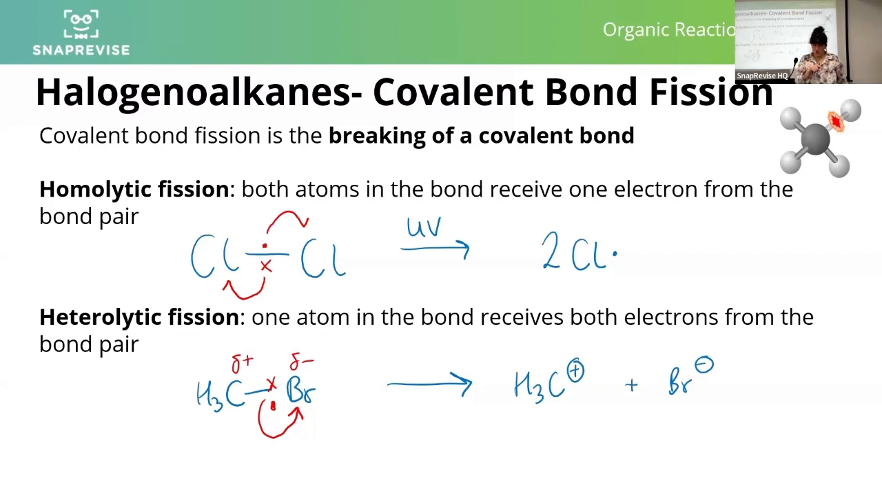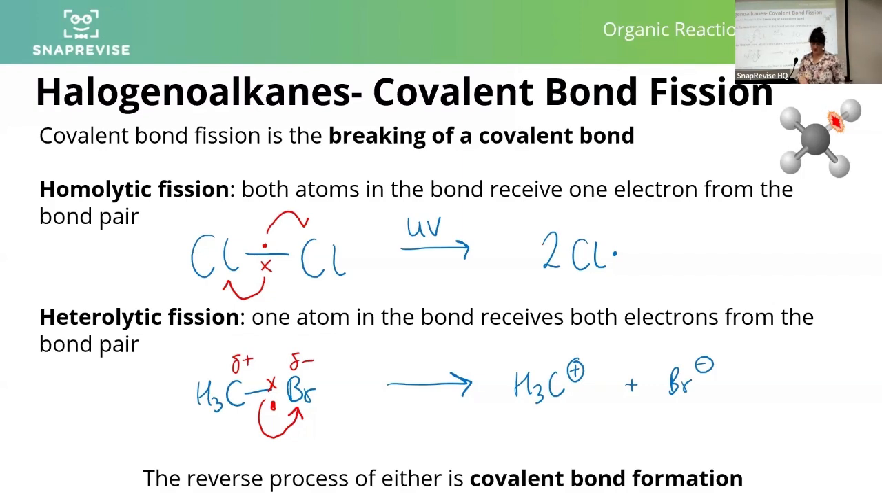You do need to be able to show curly arrows for heterolytic and homolytic fission, with an example that you would be given in the exam. The reverse of either, hopefully we're clear, is called covalent bond formation. Either with 1 electron coming from each, or 2 electrons coming from somewhere, doesn't matter. In both cases, we are forming a covalent bond. So that's the reverse process.